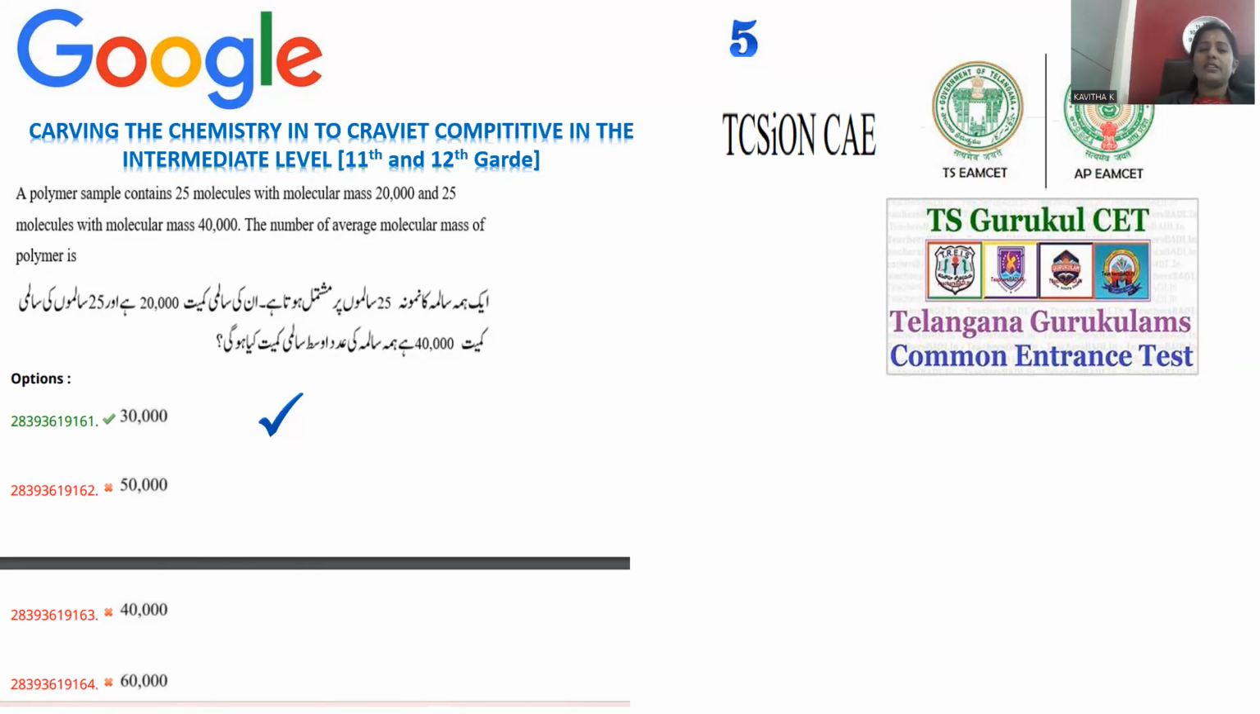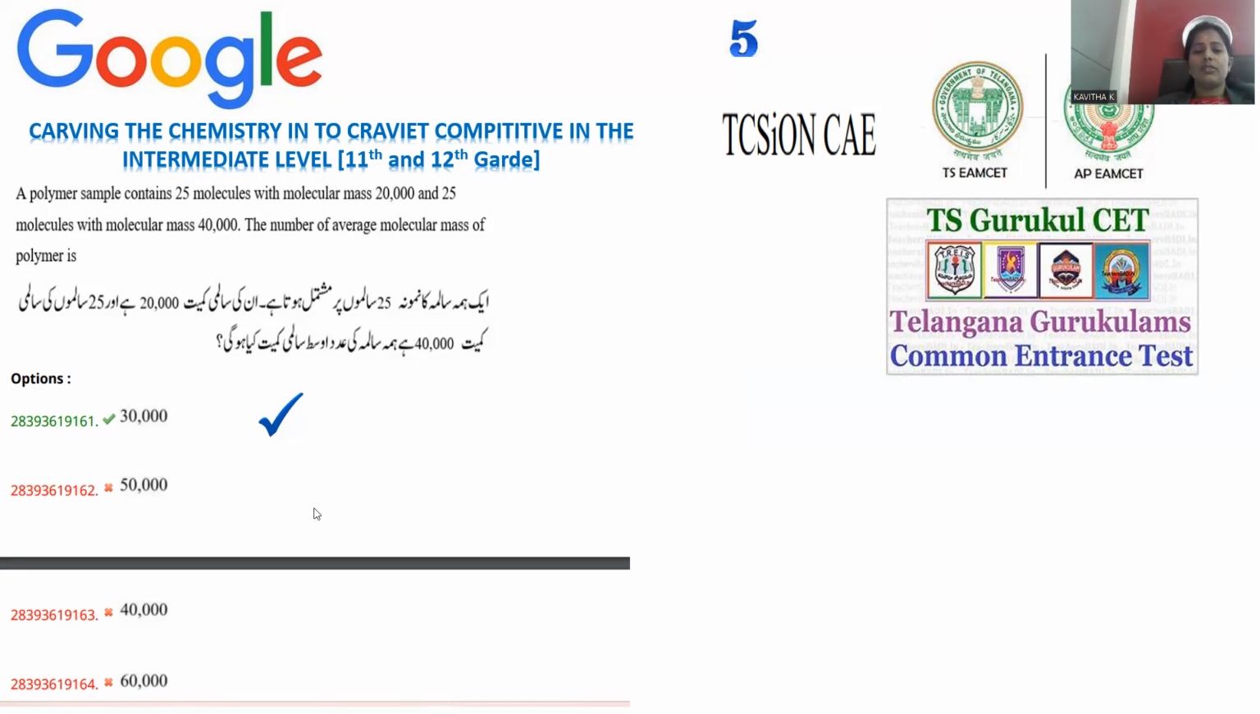There are 4 different methods for molecular weight calculation. Among them, number average and weight average are the most commonly observed for polymers, right? So here is the question related to molecular weight calculation for a polymer. A polymer sample contains 25 molecules with molar mass 20,000 and 25 molecules with molar mass 40,000. The number average molar mass is to be calculated, and it is 30,000. How can we get 30,000 as the number average molecular weight?